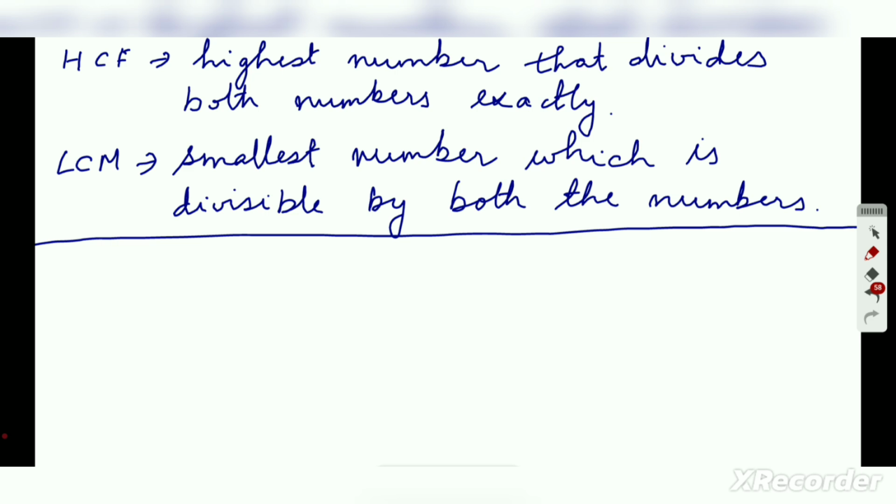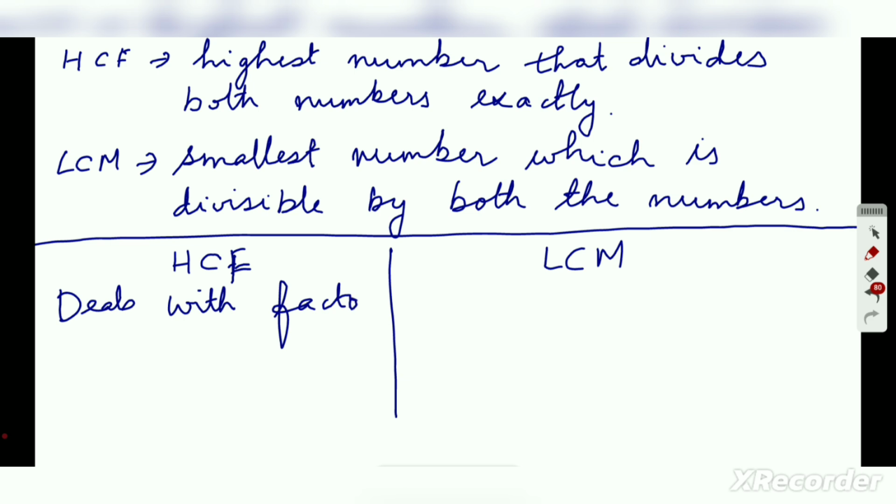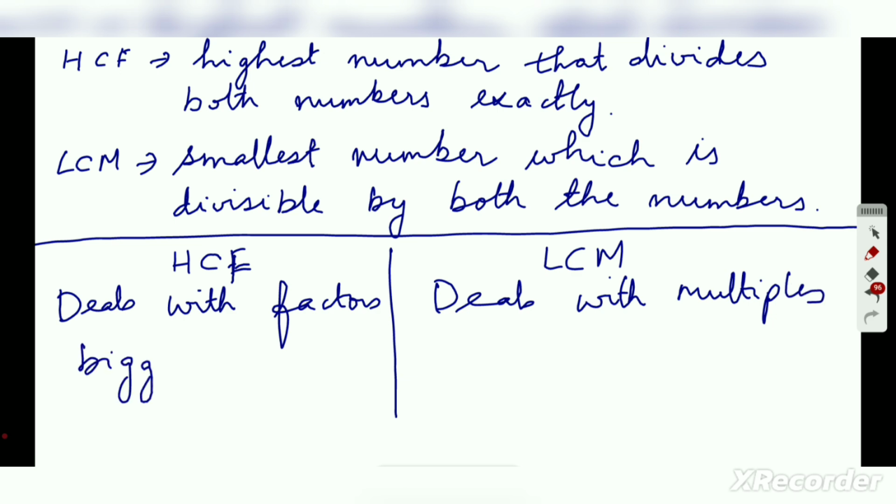Now, if you see the major difference between LCM and HCF, what is HCF? HCF deals basically with factors. LCM deals with multiples. And the next difference, what do you find here? HCF always looks for the biggest number, whereas LCM looks for the smallest number. These are the two differences between LCM and HCF. Okay. Now, let us proceed to the next part.